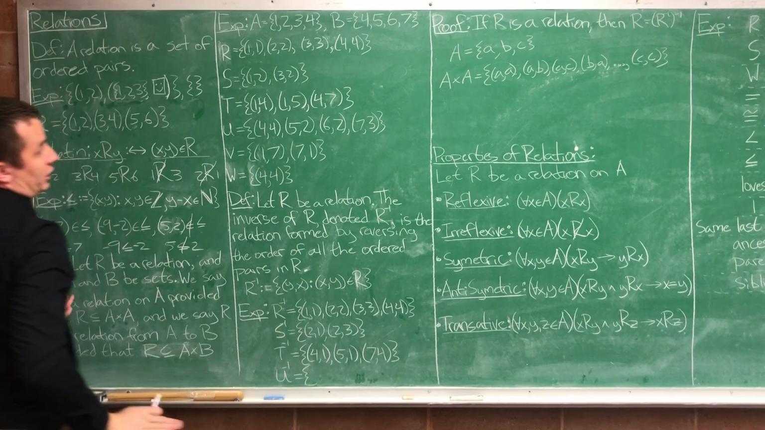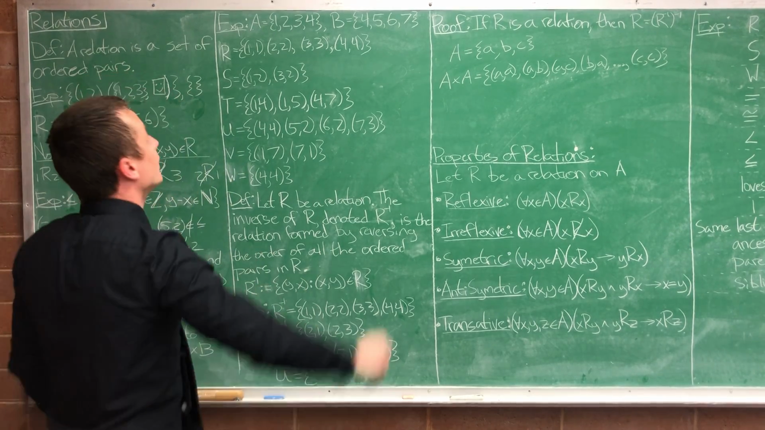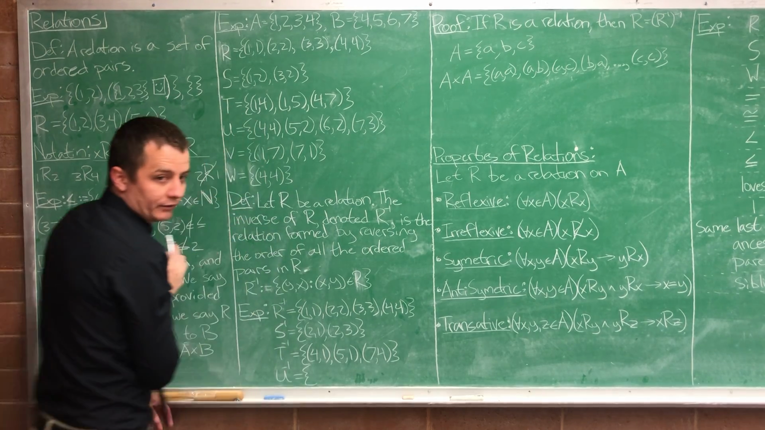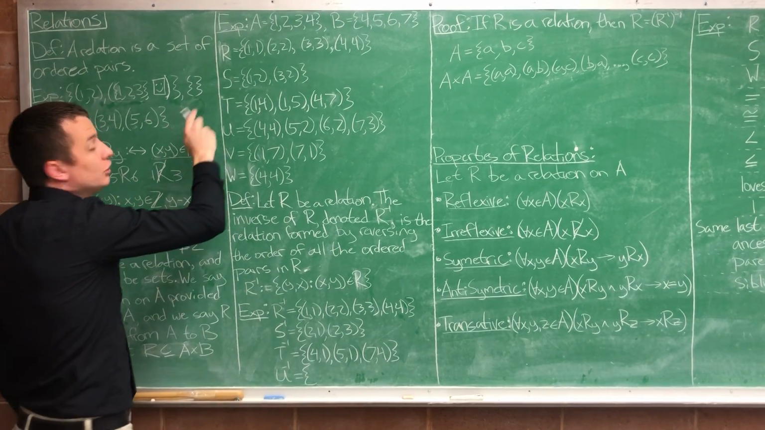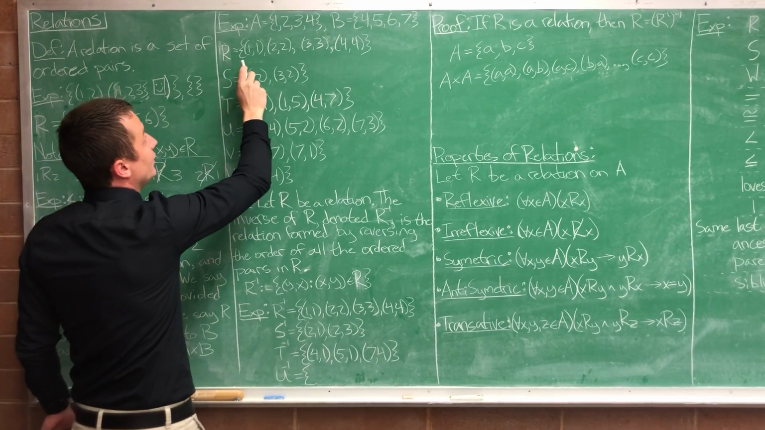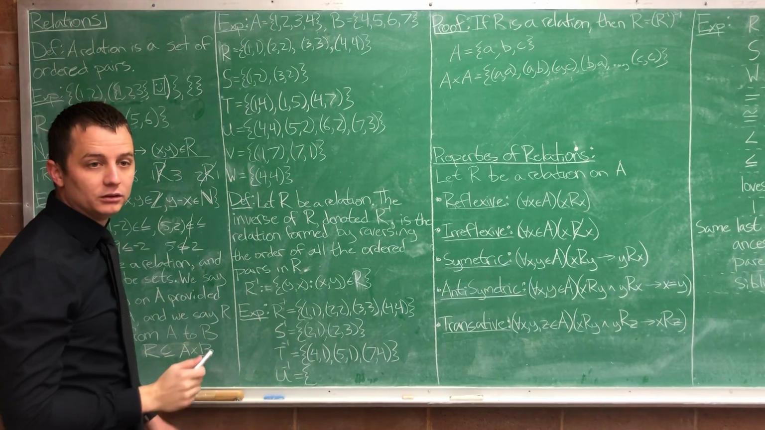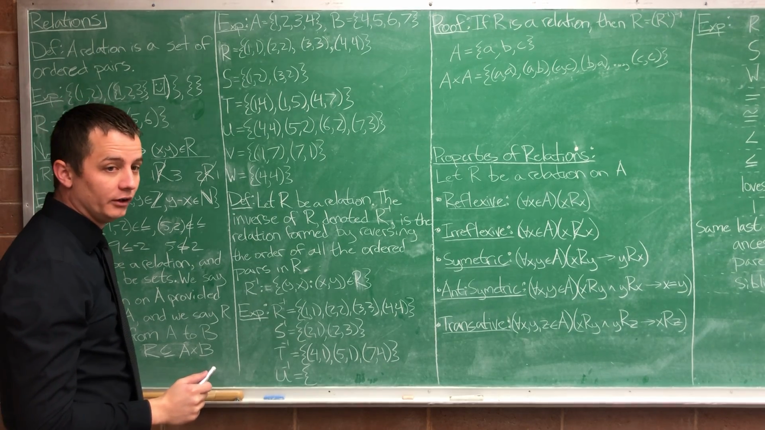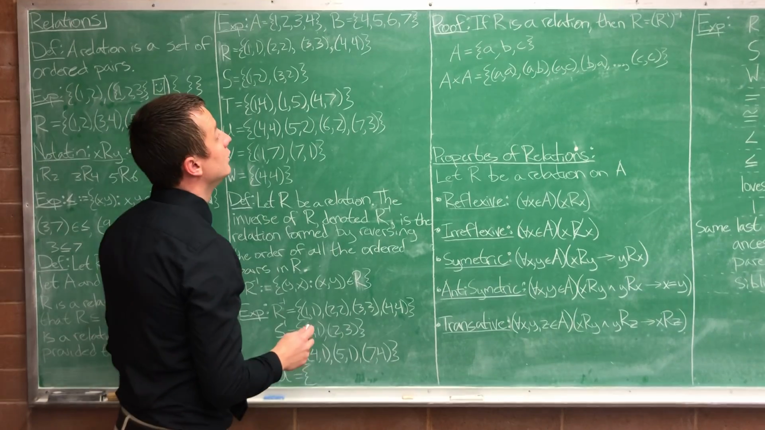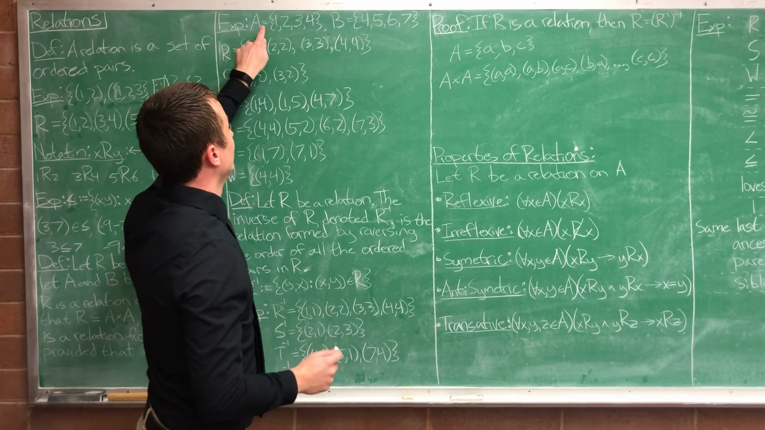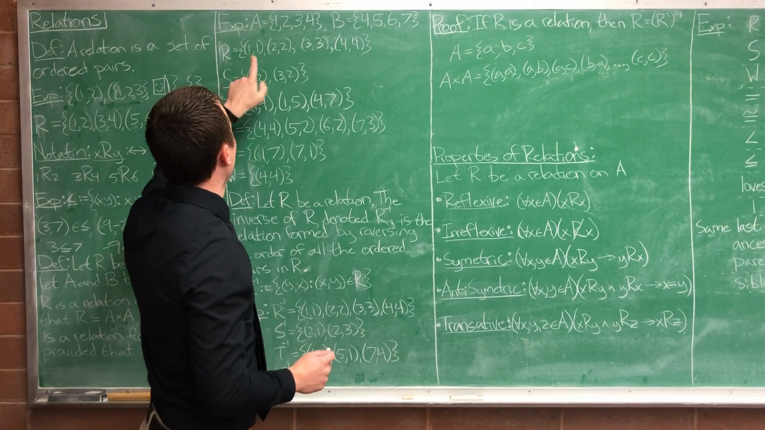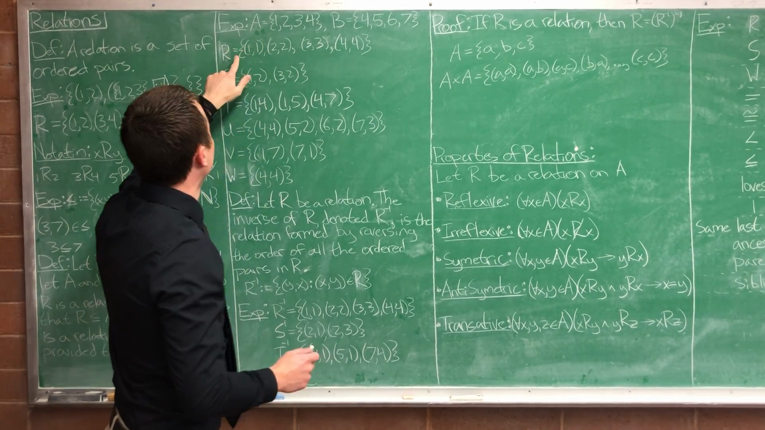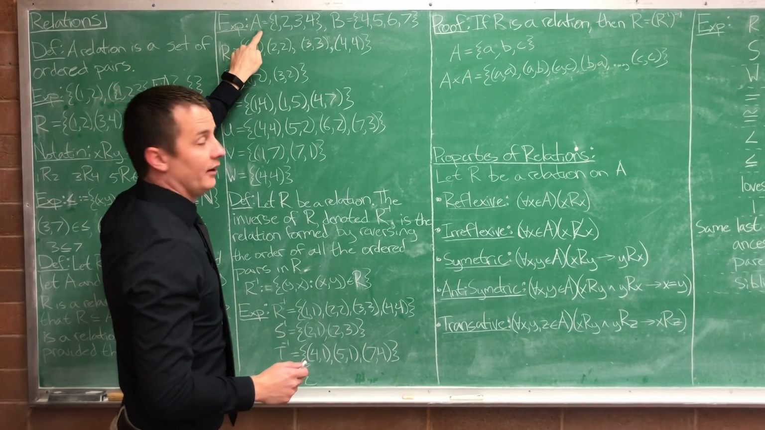Okay, let's do some concrete examples to make sure that we're getting this. Here's our set A, here's our set B. 1, 2, 3, 4, 4, 5, 6, 7. Question, is R a relation on A? Yes. How do we know if R is a relation on A? If it's a subset of A cross A. Right, is R a subset of A cross A?